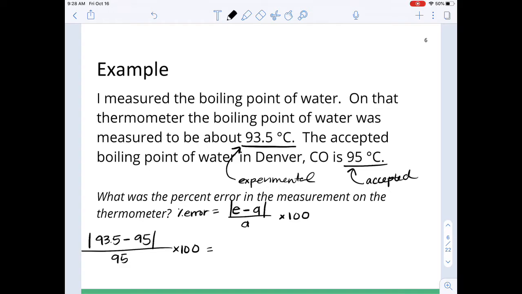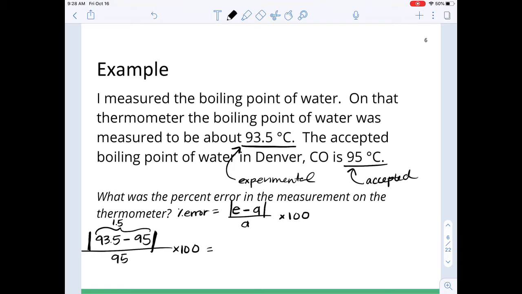All right, math-wise, when you do this, you always want to subtract the top numbers first and get your answer. So when I take 93.5 and subtract 95, obviously I do get a negative number. So this is actually negative 1.5. But we have absolute value signs here. So I'm just going to write the answer to that part right above here, which is 1.5, making it positive, again, because of those absolute value signs. So I'll do 1.5 divided by 95, and then multiply by 100.